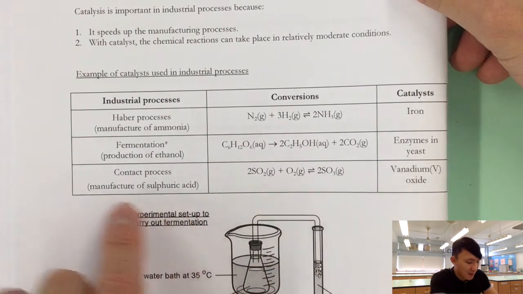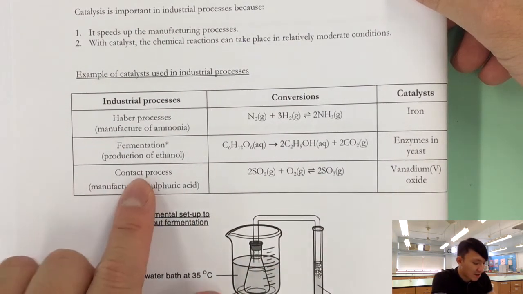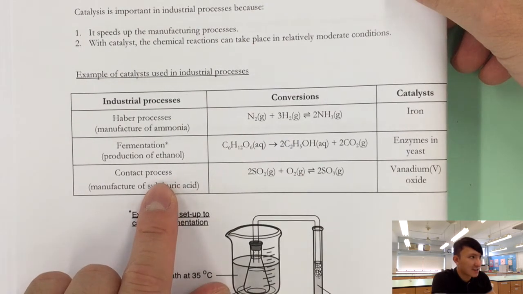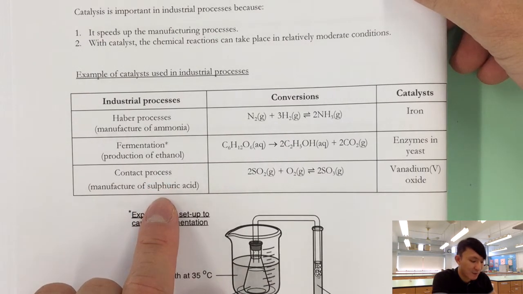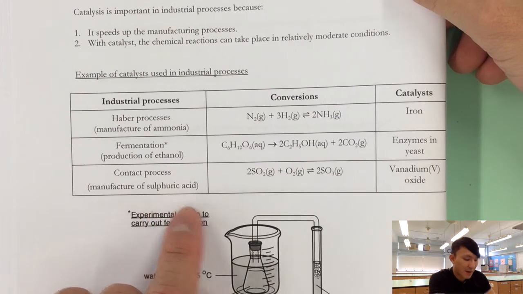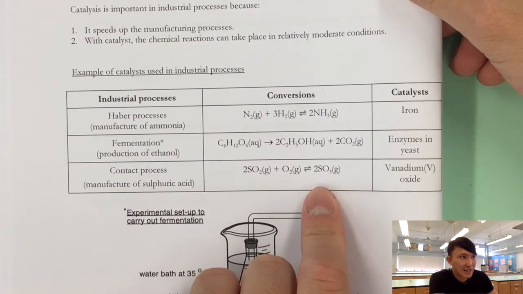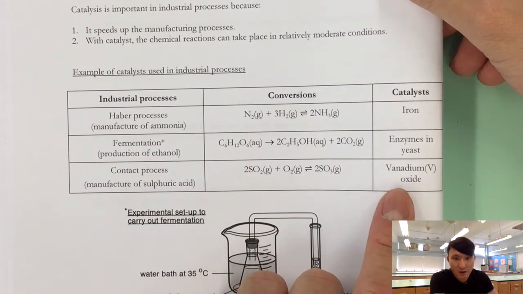Okay. Now down here, contact process. Contact process is out of the syllabus, but this process was in the syllabus in certificate level, and this process is used to make sulfuric acid. Okay. And this reaction is catalyzed by vanadium 5 oxide.